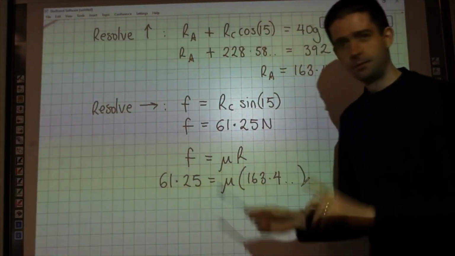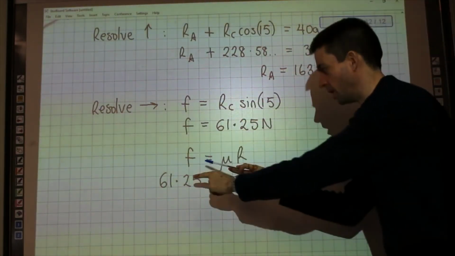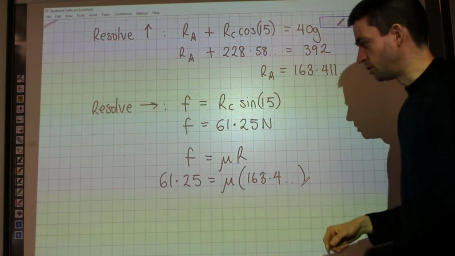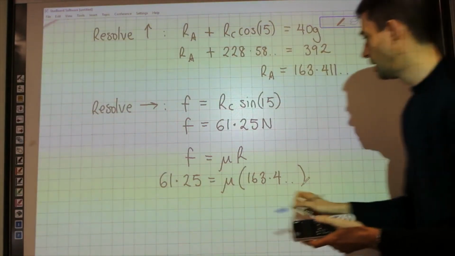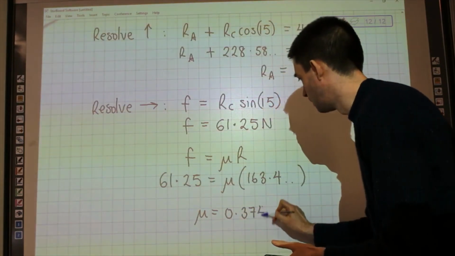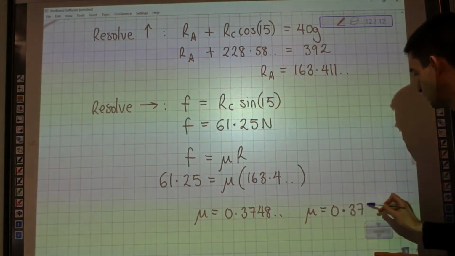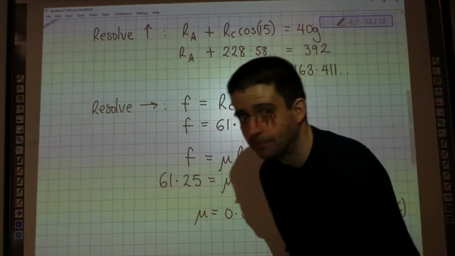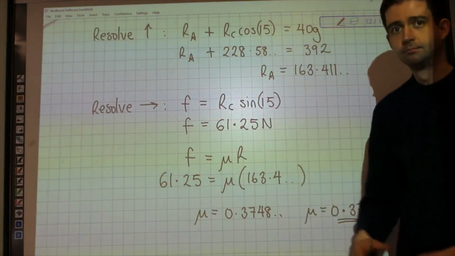Okay, slight battery issue there, resolved. We got to the stage where we knew friction at A, we know the reaction at A, we know that F equals mu times R. So if I now do 61.25 divided by 163.4, which I've got stored in a calculator, I get mu to come out as 0.3748, which means that mu is 0.375 to 3 significant figures. So, coefficient of friction. So there you go. Moments, resolve vertically, resolve horizontally. Happy days.